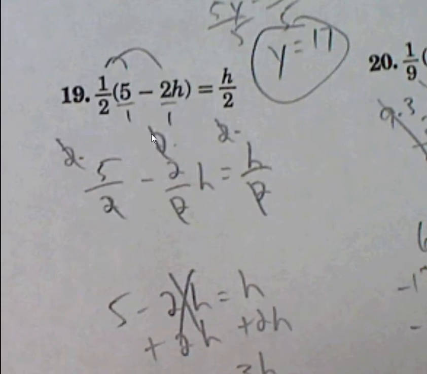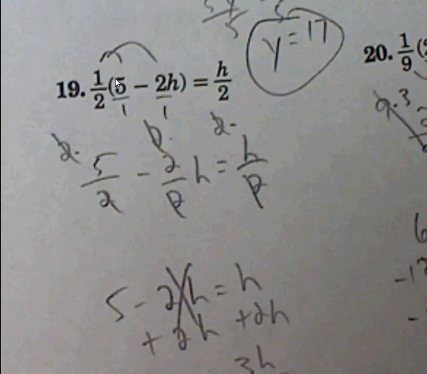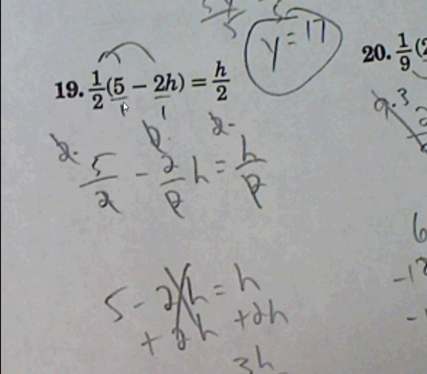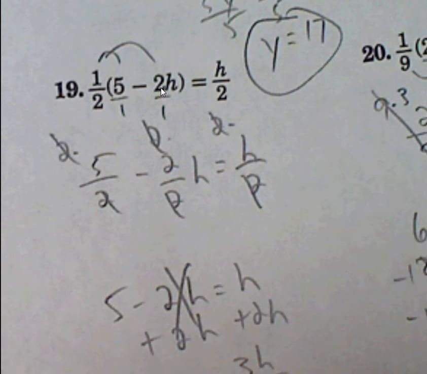Number 19, this is actually where we have to distribute first. So I made 5 into a fraction and my minus 2h into a fraction. Top times top, bottom times bottom. So I get 5 over 2 minus 2 over 2. 1 times 2 is 2, 2 times 1 is 2, h equals h over 2.